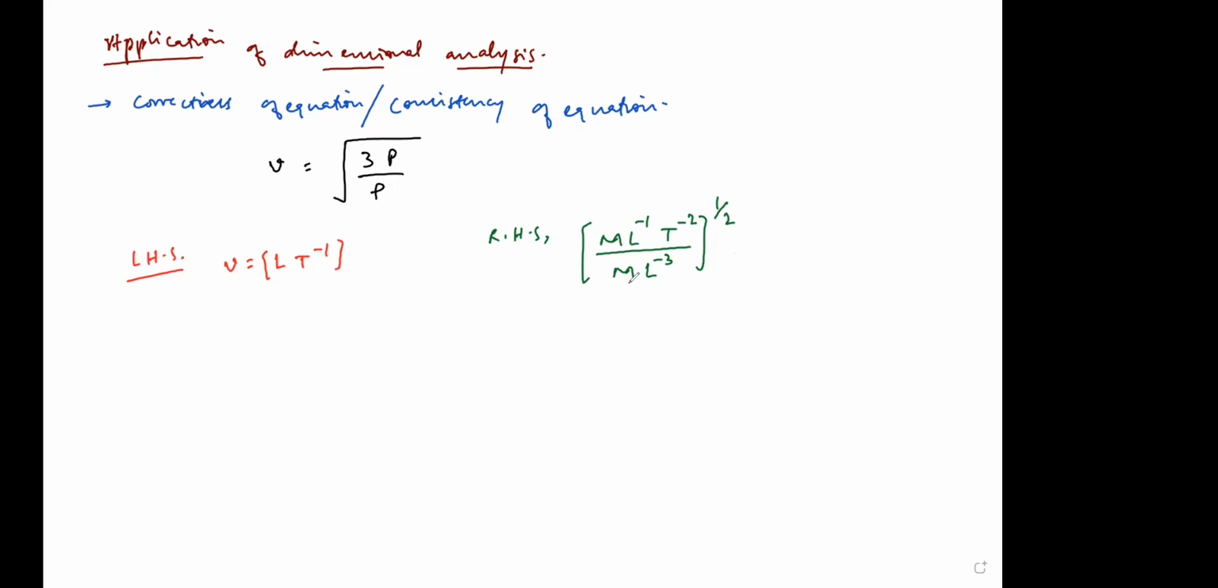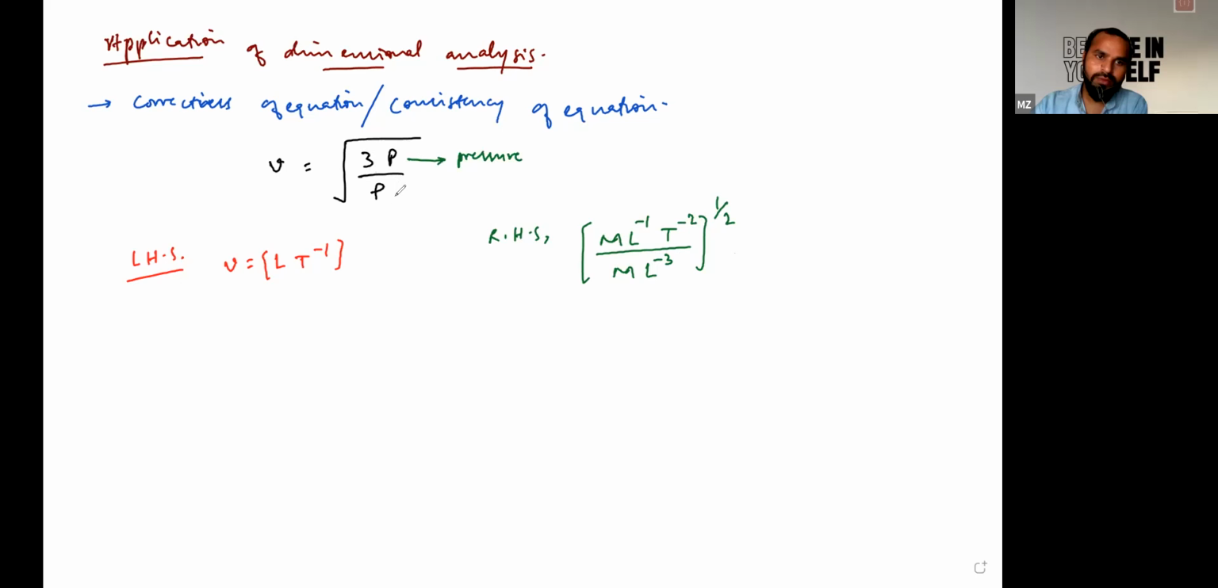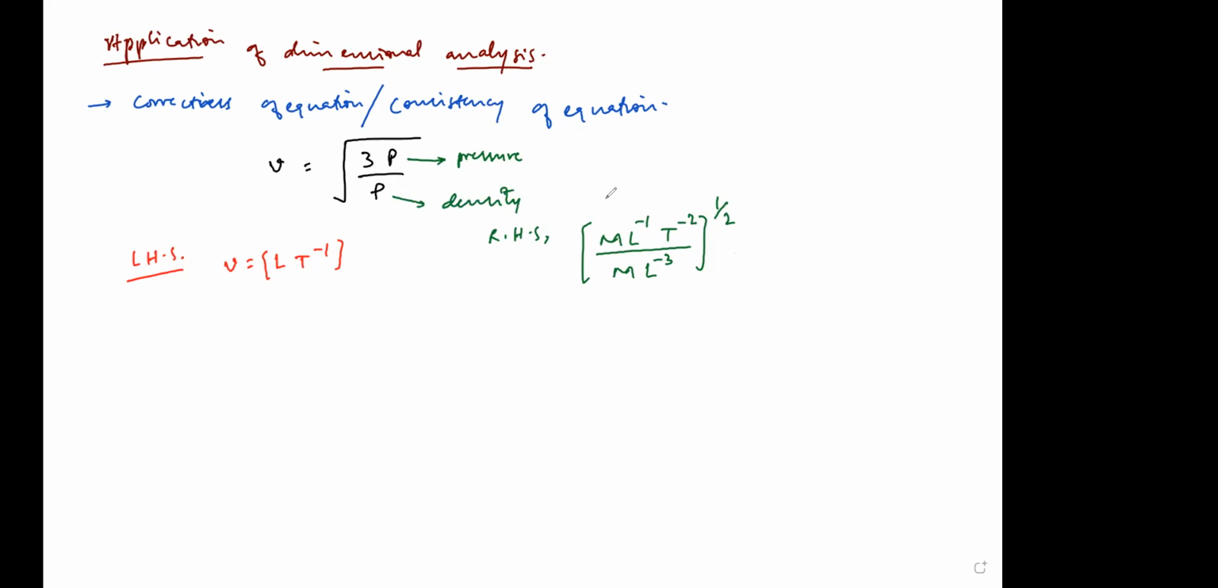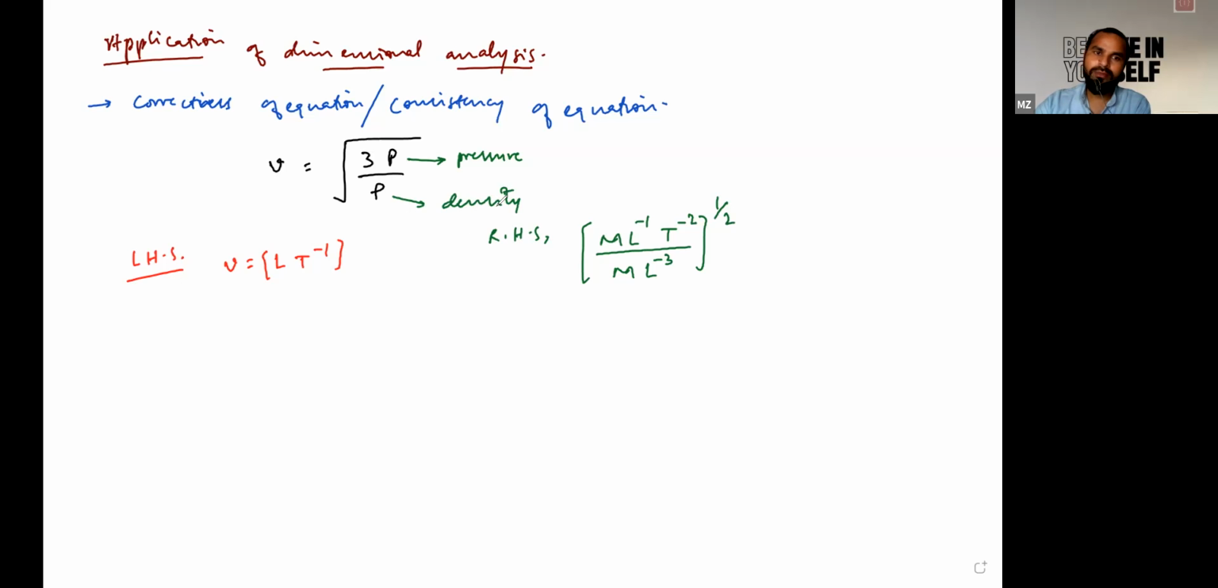Sorry, what is the velocity equal to root of 3p by what? Rho. Rho is density here. Okay, thanks. Density is mass divided by volume, so I have just written mass over volume like this.